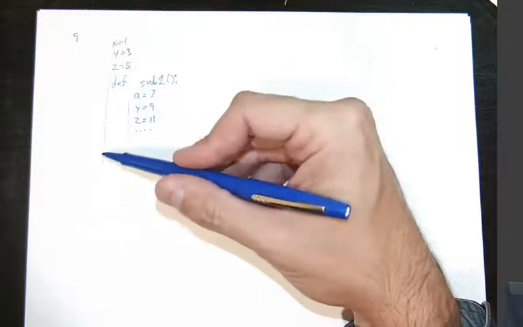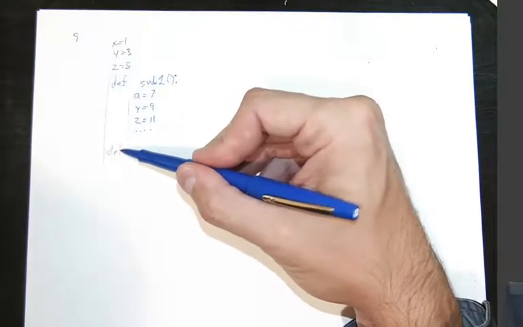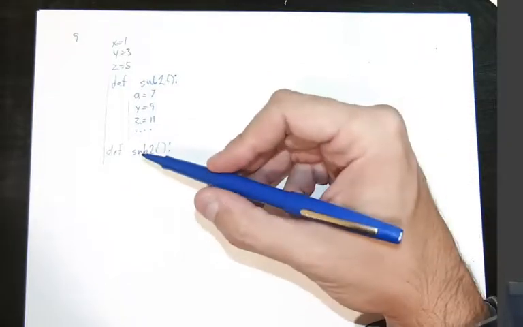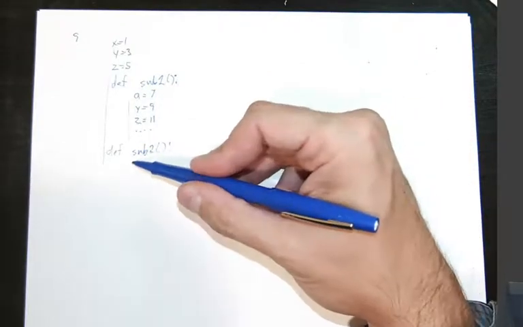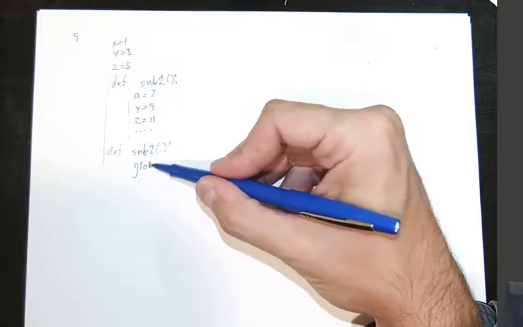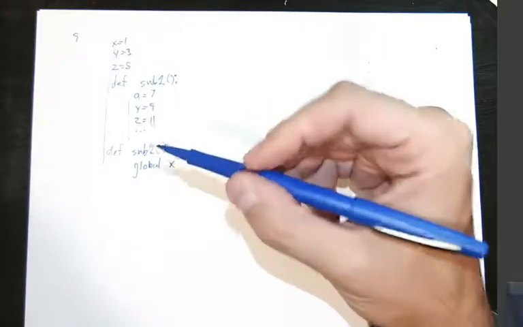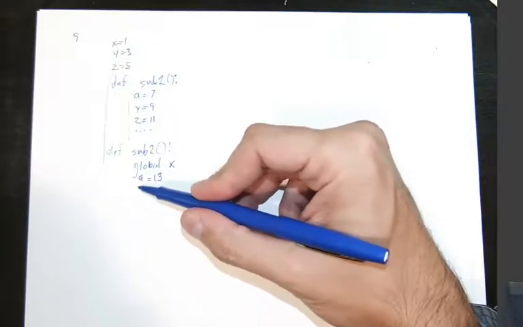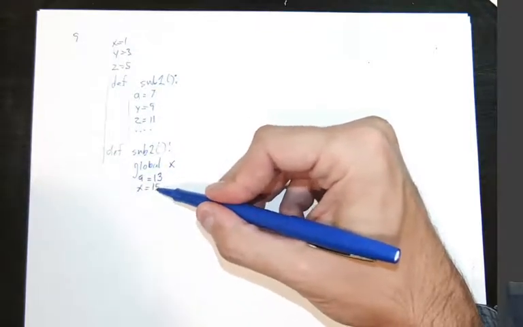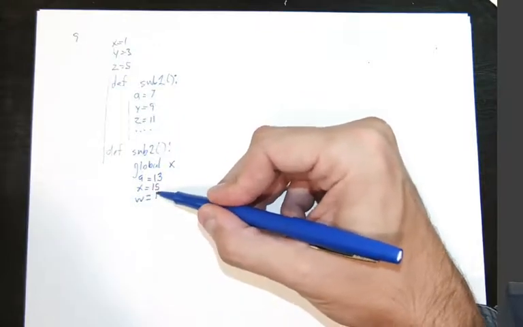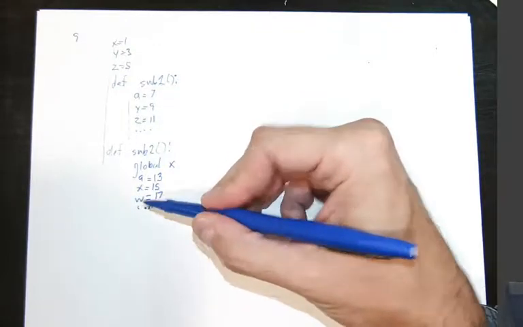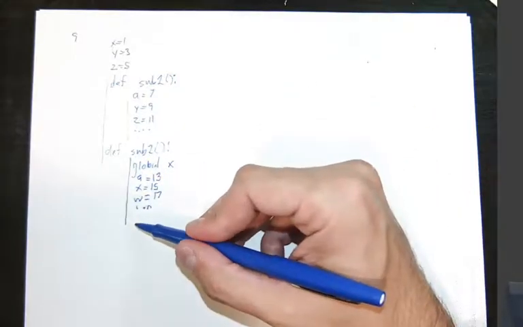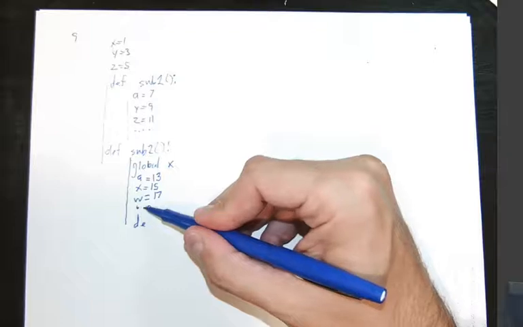At the same level of indentation, we have def sub2, and in there we declare a variable with the keyword global x, and then we say a equals 13, x equals 15, w equals 17, and we have some more stuff. But then indented under sub2, we have another nested function. So this is just more miscellaneous stuff.